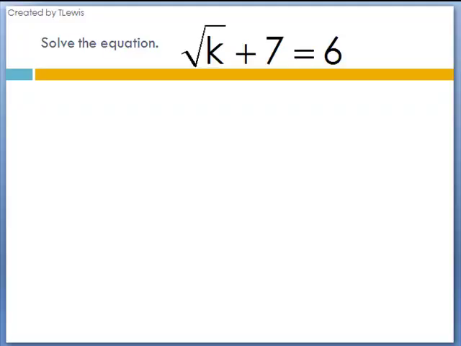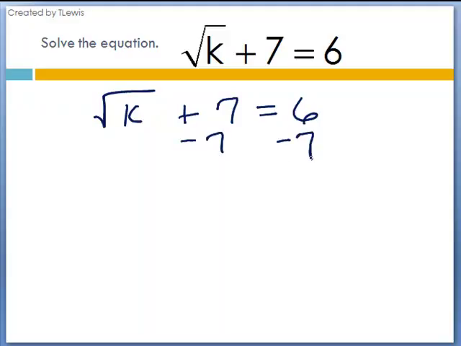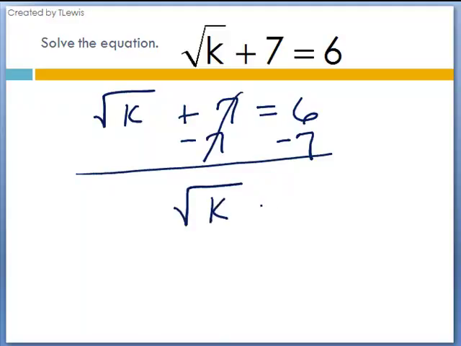Solve the equation: we have the square root of k plus 7 is equal to 6. So in solving for k, first of all, we want this square root of k to be by itself on one side. We want to isolate the radical. In doing so, we're going to subtract 7 from both sides. We have the square root of k is equal to -1.